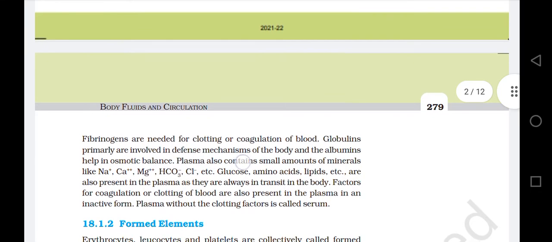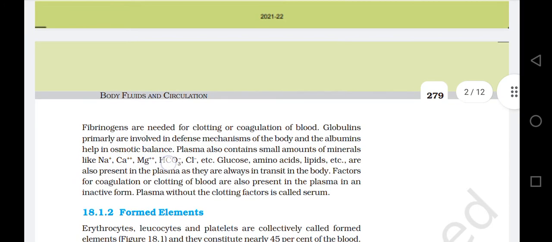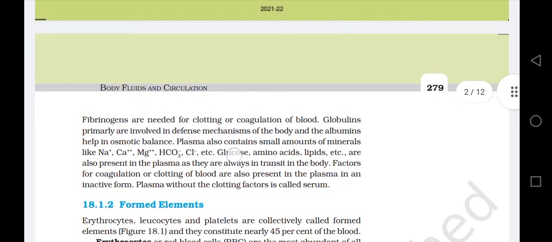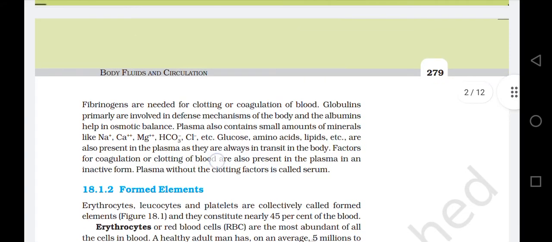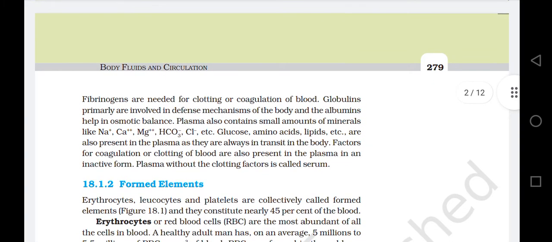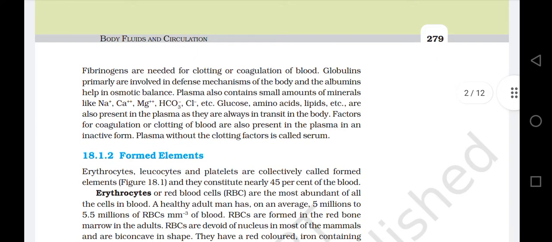Plasma also contains small amounts of minerals like sodium, calcium, magnesium, bicarbonate, chlorine, etc. Glucose, amino acids, lipids, etc. are also present in the plasma as they are always in transit in the body. Factors for coagulation or clotting of blood are also present in the plasma in an inactive form. Plasma without the clotting factors is called serum.